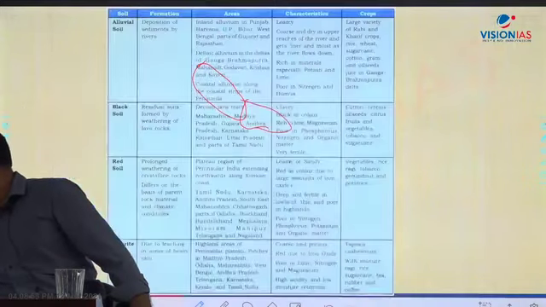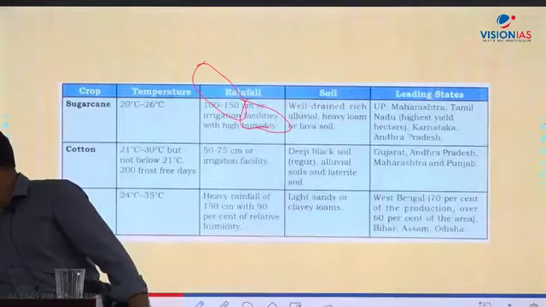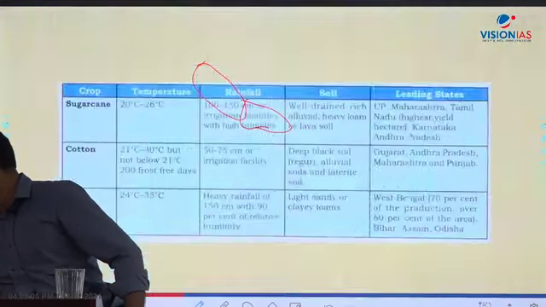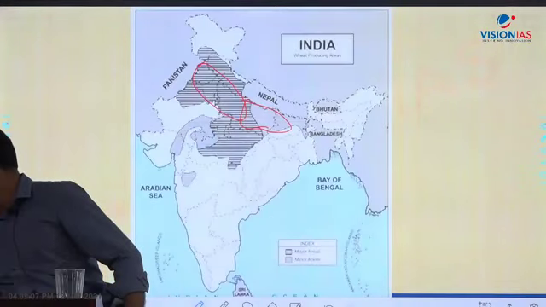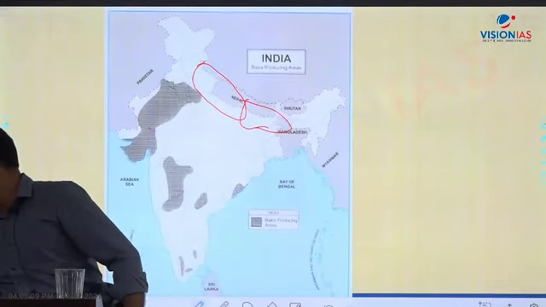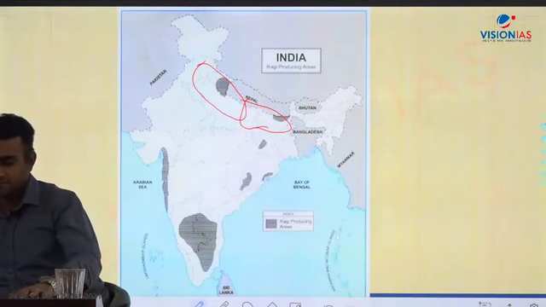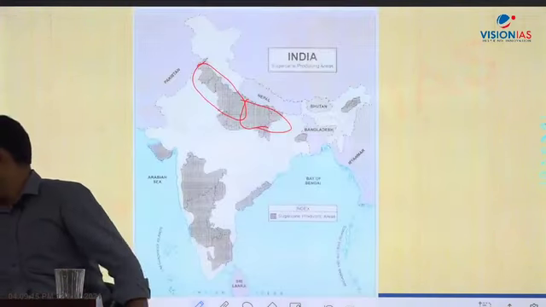तो बाजरा जोवर रागी तो मैंने बता दिया, the regions also we have covered it, है ना. बाजरा dry regions, this is bajra, this is jowar, this is ragi. Let's see sugarcane.